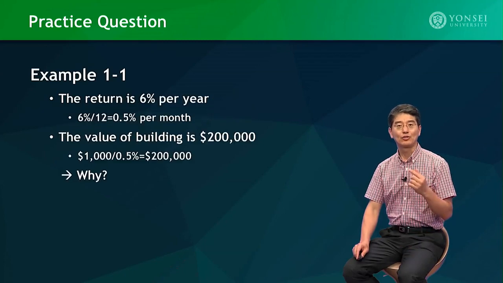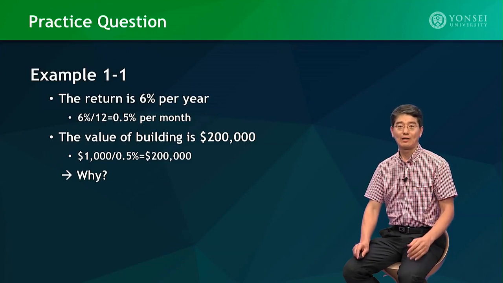Next, let's assume that the return on investment required by real estate investors is 6% per year. That is, the discount rate for the rent cash flow is 6% divided by 12 equals 0.5% per month. Then the value of a building is $1,000 divided by 0.5% equals $200,000. You may wonder why I divide the rent by the discount rate to get the value of a building.